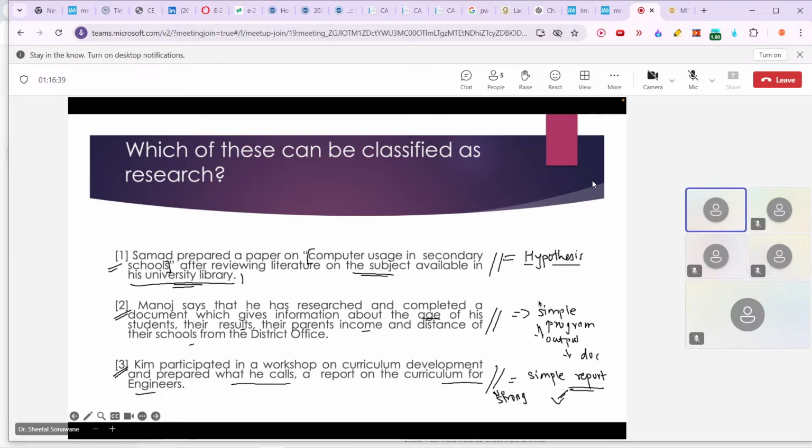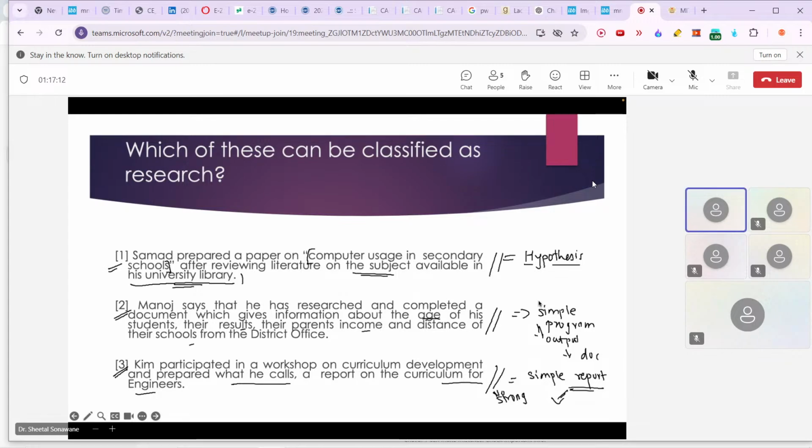Whether it is a research, what is the study element? The study element is literature on the subjects available in his university library. Whether it is going to help him find out computer usage in secondary school? No. So he has to come up with a certain hypothesis. He has to come up with certain research problems, which have not been done in the first statement.